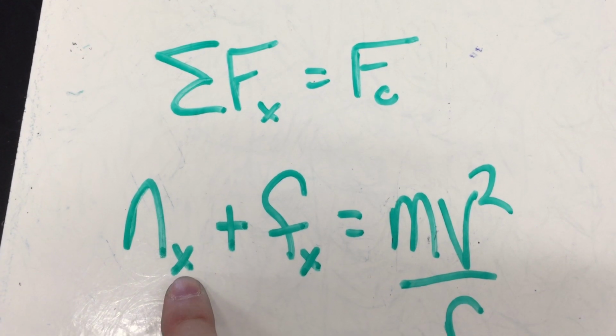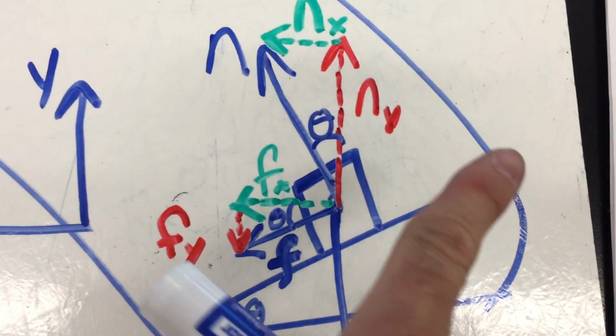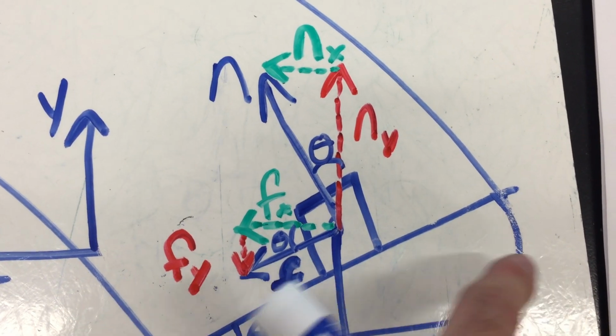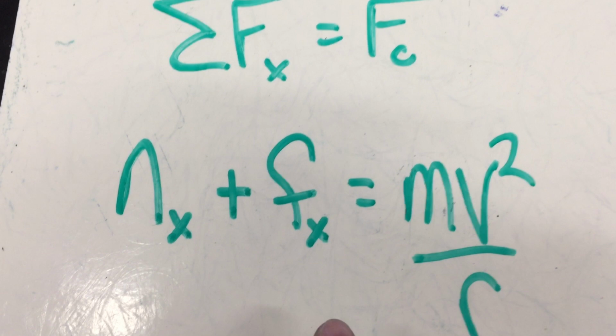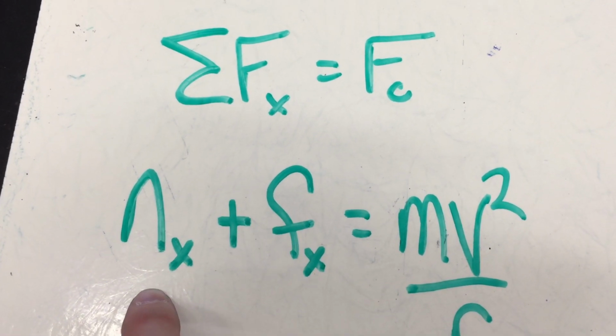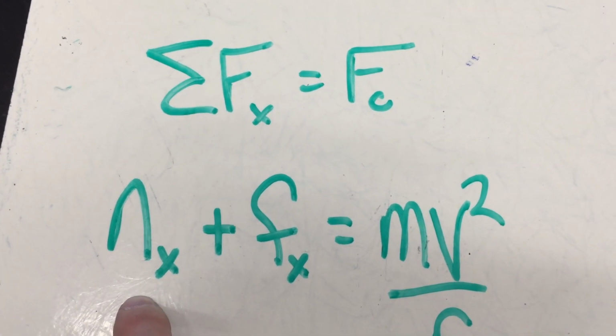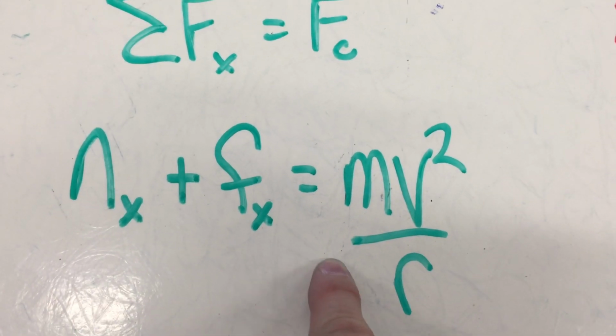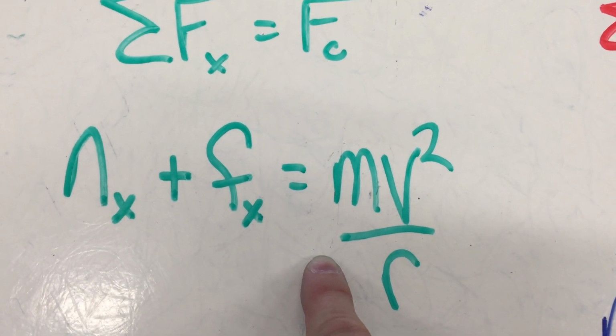Over here, since friction is now pointing this way, up the ramp, the x component of friction would now be pointing outward. And so our centripetal force, our sum of forces, would be N sub x, which is radially inward, minus f sub x, and that would still be equal to mv squared over r.